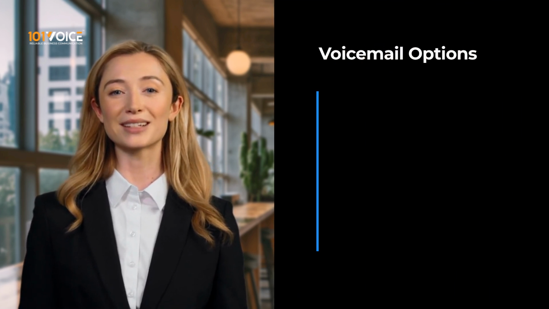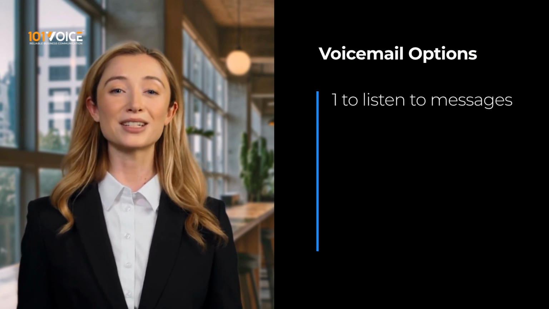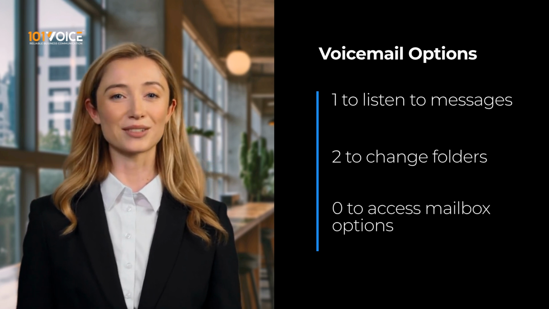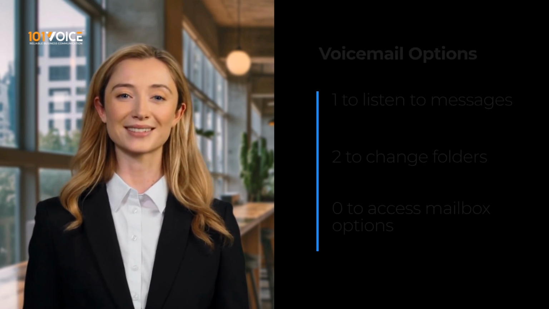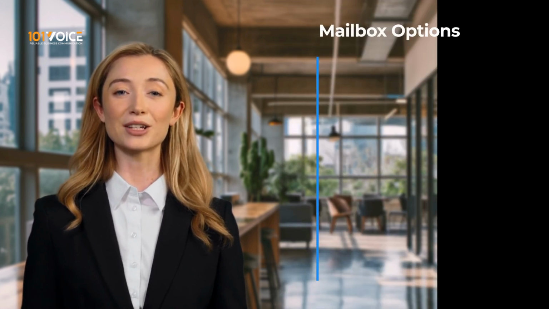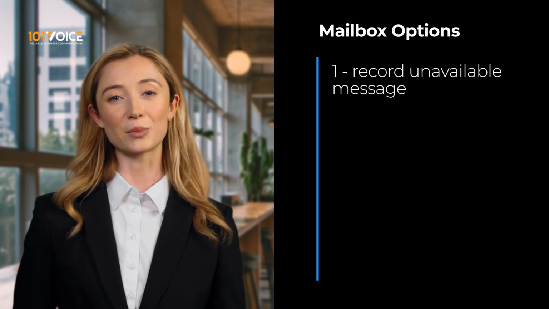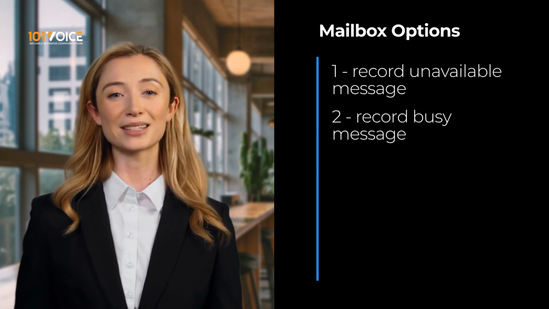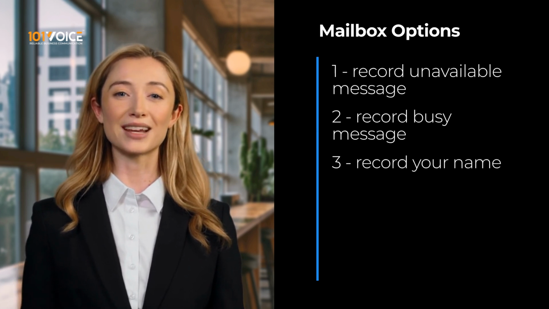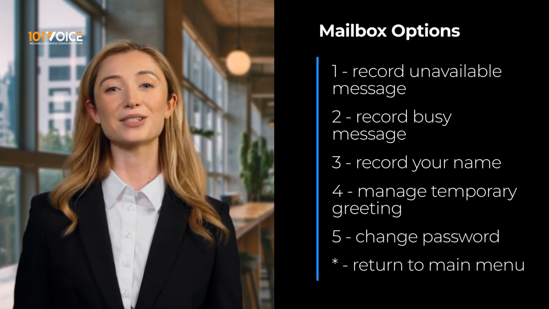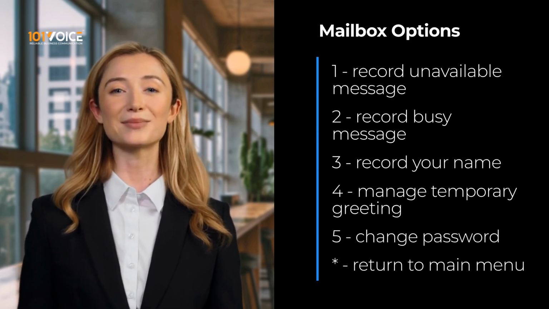Once you're in your mailbox, press 1 to listen to any messages you have, press 2 to change folders, or press 0 to access your mailbox options. While you're in the mailbox options menu, you can press 1 to record your unavailable message, 2 to record your busy message, 3 to record your name, 4 to manage your temporary greeting, 5 to change your password, or star to return to the main menu.